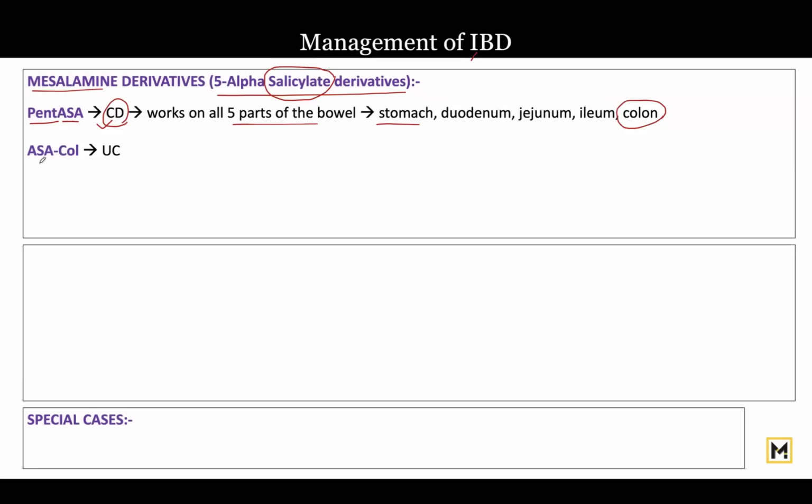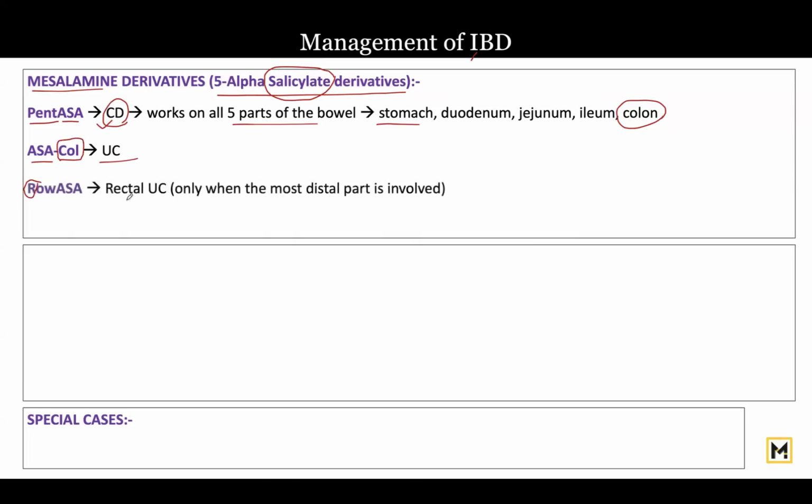Then you have this very easy one, again, alpha salicylic acid. This time they are calling it by the name itself. COL stands for colon, Asacol. These are all the brand names. It's used for ulcerative colitis. Rowasa, R stands for rectal. So the rectum is always involved, as I said.